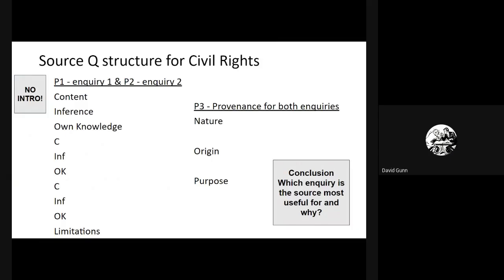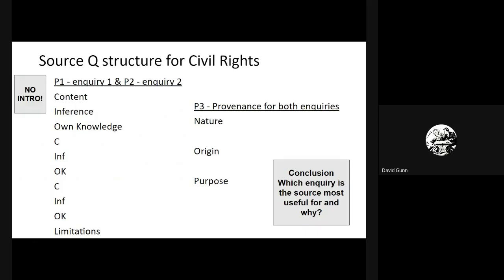Here's another slide giving the structure again, just presented in a slightly different way. As I said, no introduction for the source question for civil rights. The way you structure paragraphs 1 and 2 is where you give a point, this is what the paragraph is focused on, then content. So give a quote, something that the source has said. Then you make an inference: from this, we can see that. You're just explaining.